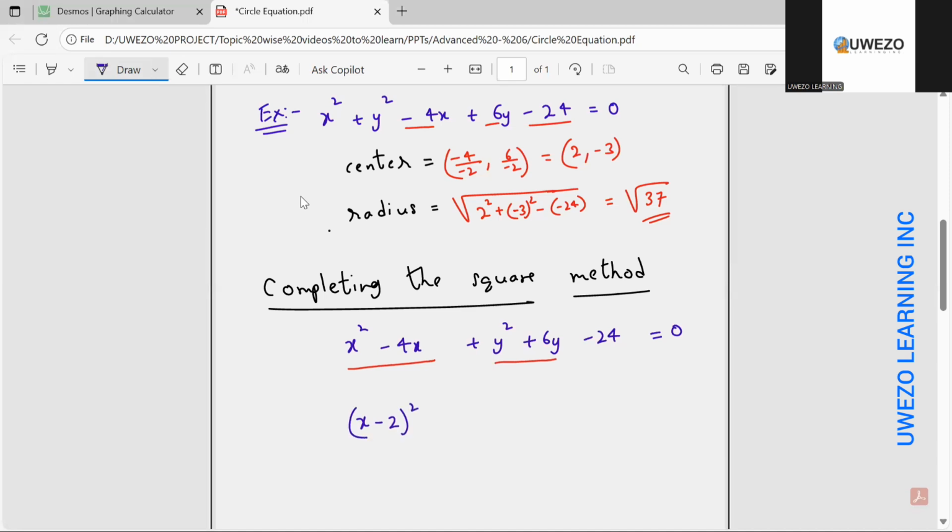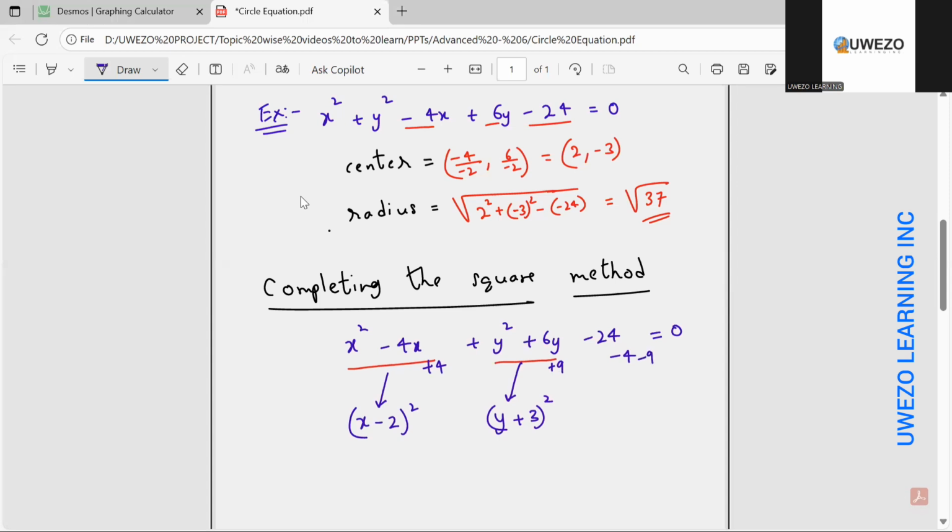When we have x square minus 4x, that could be written as (x minus 2) whole square. But in the expansion of (x minus 2) whole square, there would be a plus 4. So for that, we add 4 and subtract 4 in the same equation so that it could be completed as a square. Similarly, y square plus 6y can be written in the square form as (y plus 3) whole square. So for that, we need a constant plus 9. So again, we add 9 and subtract 9 in the equation.